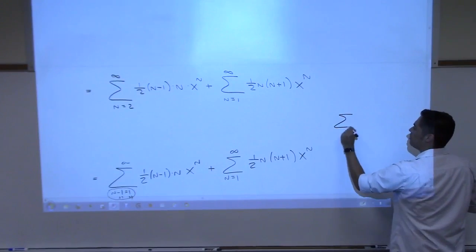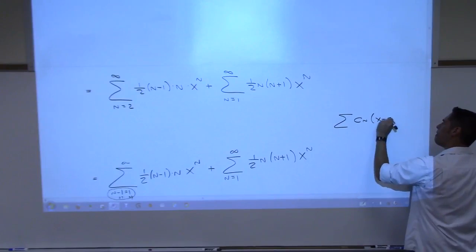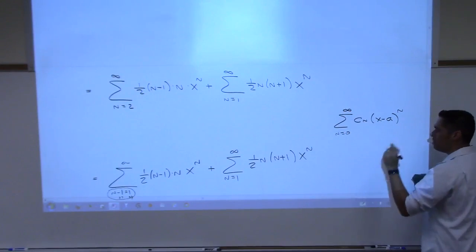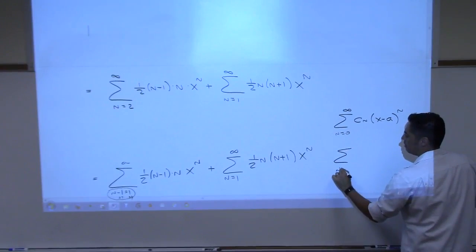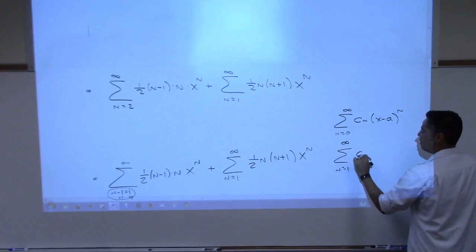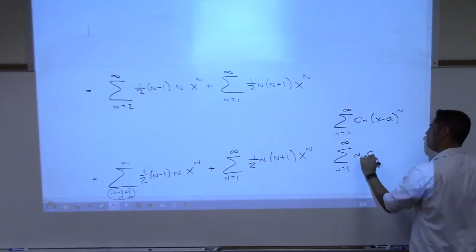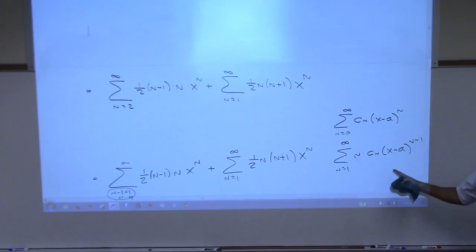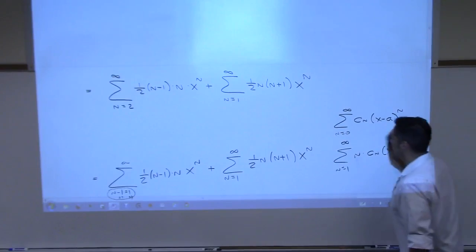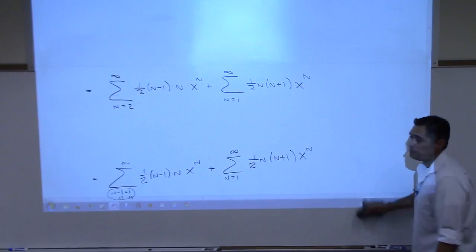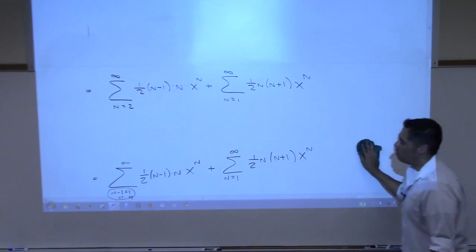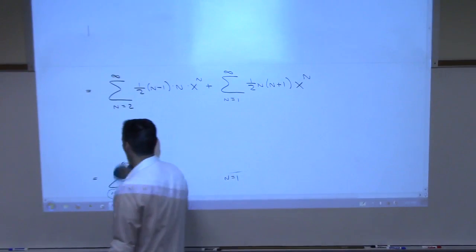Your question is, if you start with this series, n equals 0 to infinity, that power series, and you differentiate it, you're going to go to 1 here. The n comes out, and then the power comes down by 1 there. Yes, that is correct. I still need to put these two together, but one of them starts at 2 and the other one starts at 1.